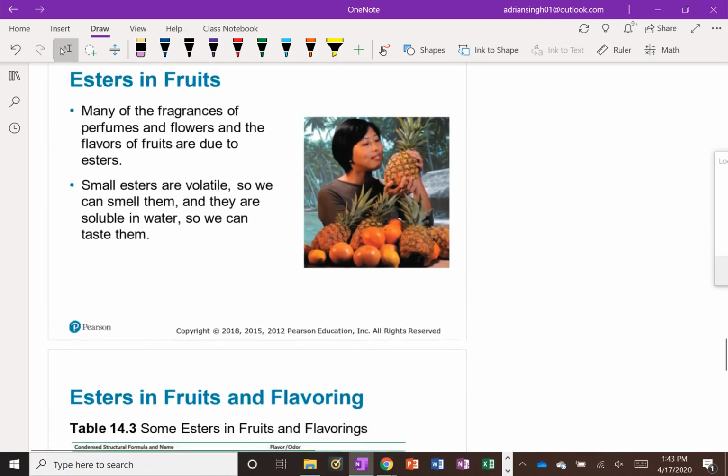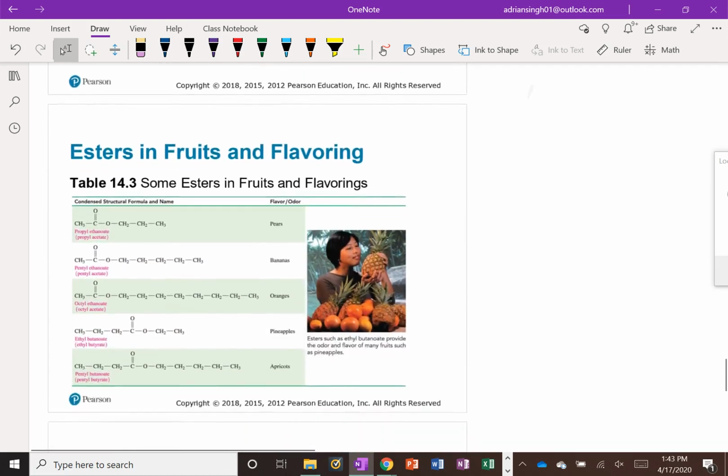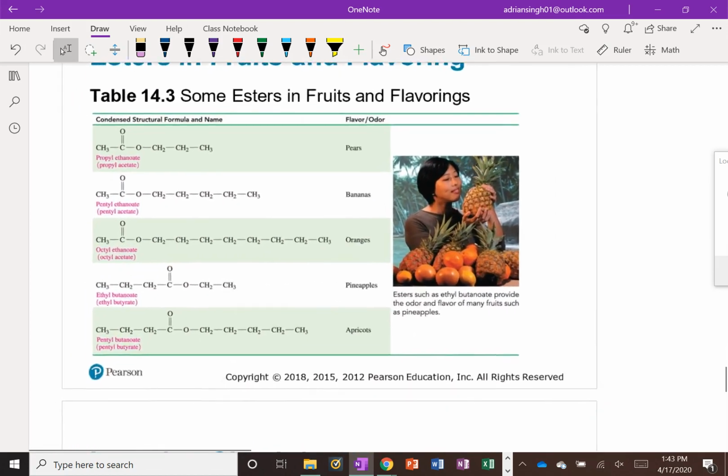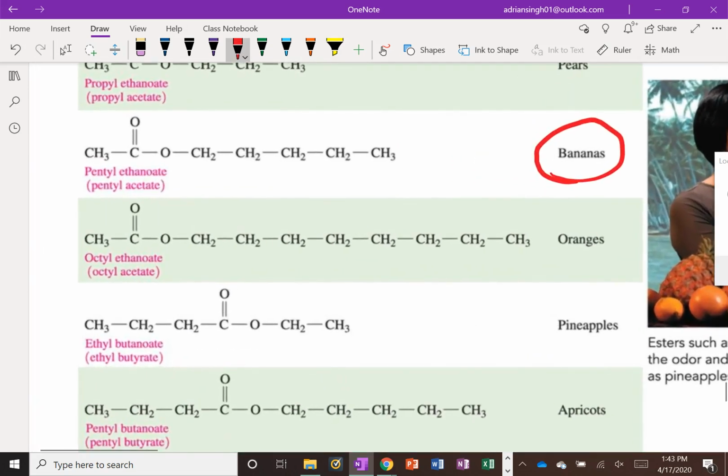I mentioned before that esters are very commonly used or they're responsible for the fragrances of different perfumes, flowers, and fruits, etc. And what you'll see is that there is a typical ester, our main ester, that's responsible for lots of these different smells. So for example, this is a very pungent one. The smell of bananas is due to the ester known as pentyl ethanoate.